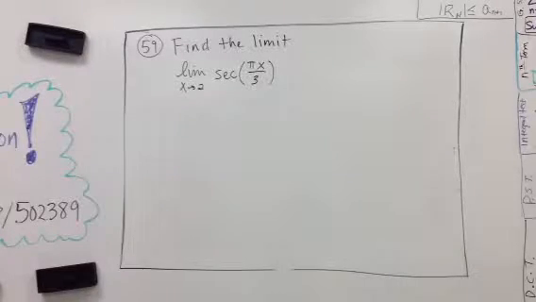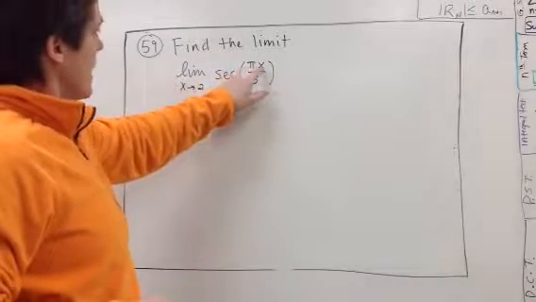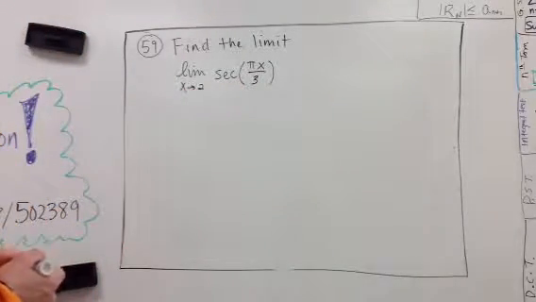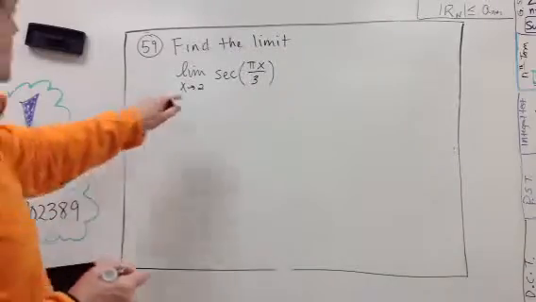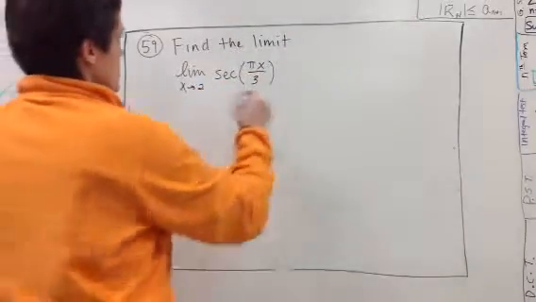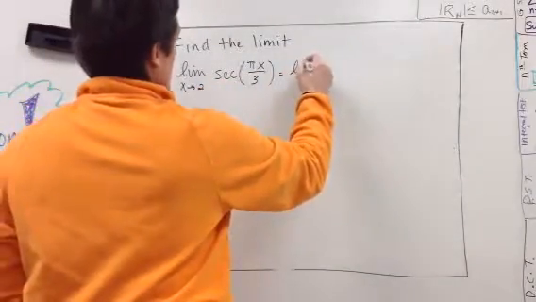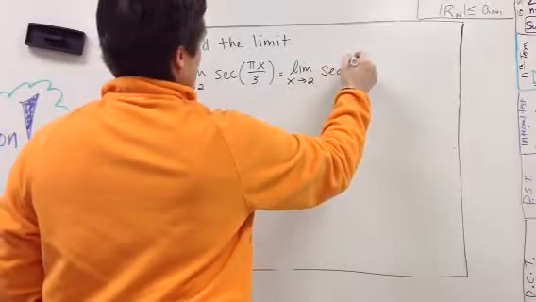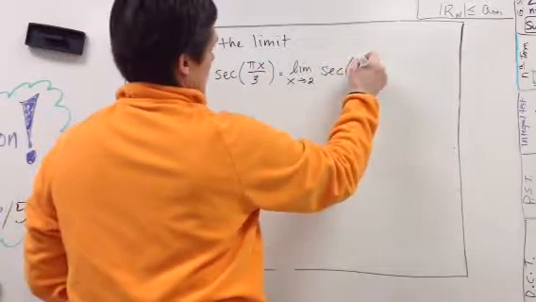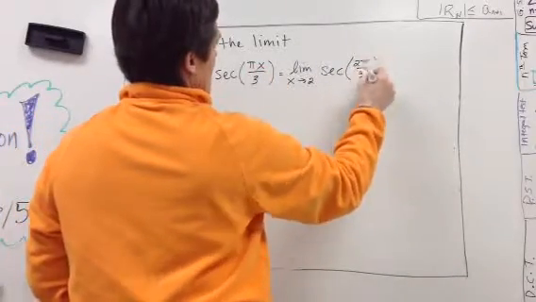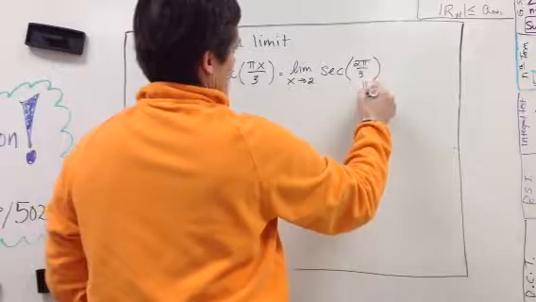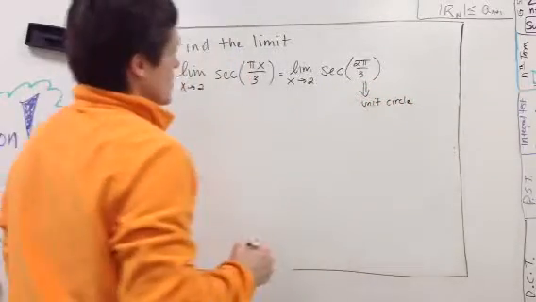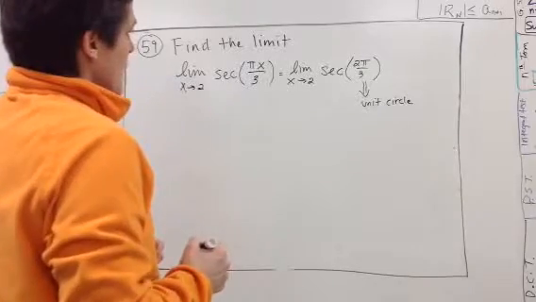So to find the limit of the secant of pi x over 3 as x approaches 2, we can do a direct substitution in here. We'll try that first. So the limit as x approaches 2 of the secant of pi times 2 is just 2 pi over 3. And 2 pi over 3 is on the unit circle. So we know we can rely on our unit circle here to help us.